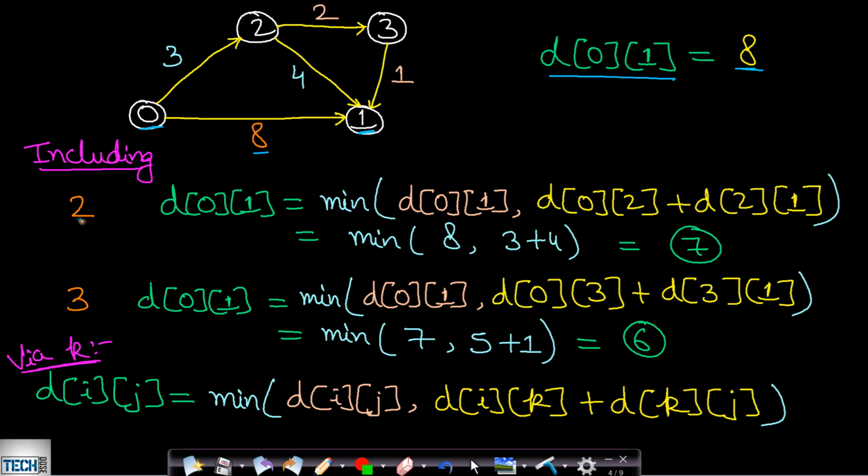Okay, so in this case, if we include this node 2, then as I had already said, the distance of 0 to 1 will be equal to the minimum of the already remembered distance, which is 8, comma the new path distance, which will be from 0 to 2 and 2 to 1. So this will be 3 plus 4. Now you can see that 3 plus 4 is lower, so it will get updated to 7.